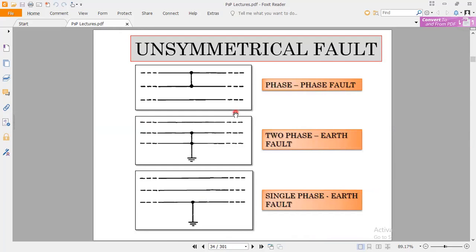Now moving towards the unsymmetrical faults in pictorial representation. The phase-to-phase fault, where two phases are combined at a single location, is called the first category of unsymmetrical fault. The second category of unsymmetrical fault is when two phases are combined with each other towards the ground. The third category of unsymmetrical fault is the single phase to earth fault.